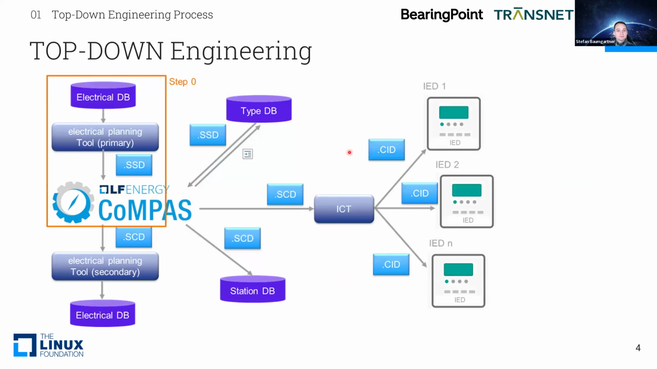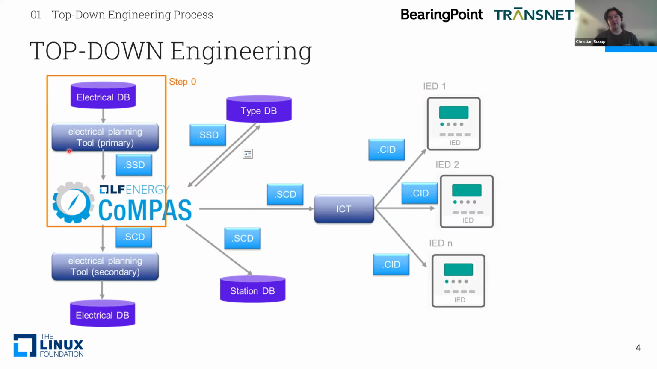Okay. Top-down engineering. What we mean with top-down engineering. Here's a summarized overview of how the process should look. In step 0, we plan the primary equipment of the substation. Basically, all the electrical, physical stuff that should be there. So no functional engineering in this step.